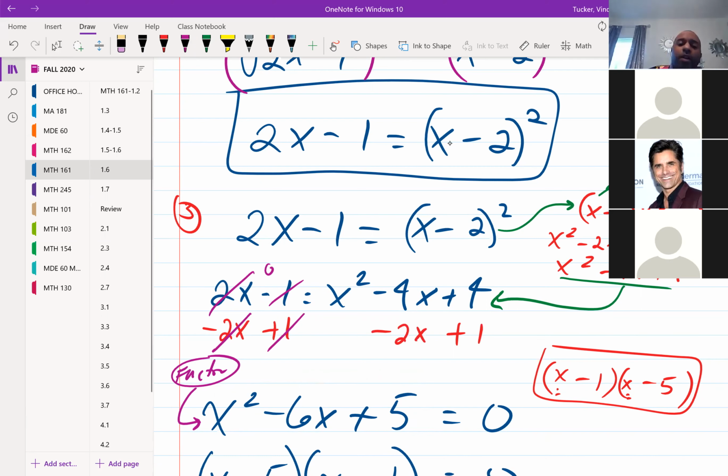So once again, once you have this quadratic equation, we talked about that last class, I'm going to set one side equal to 0. So I subtracted 2x and added 1 to both sides.